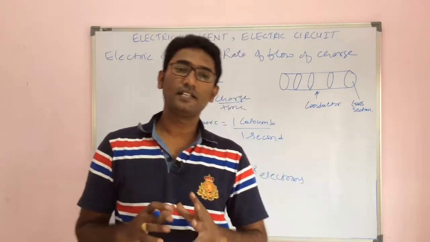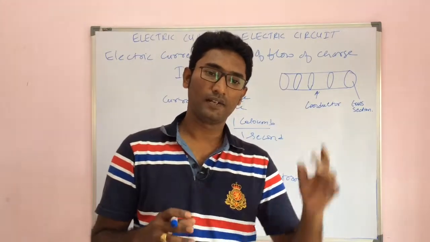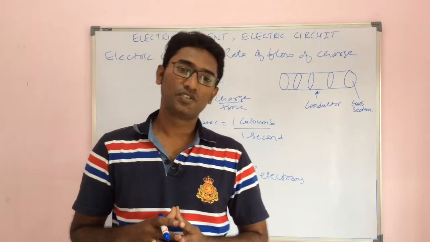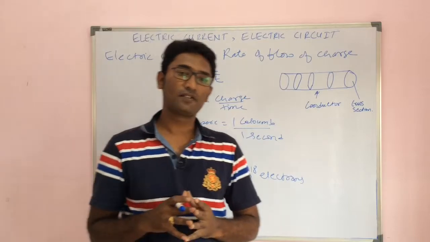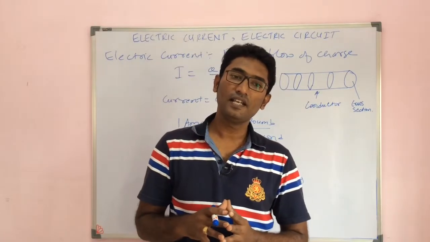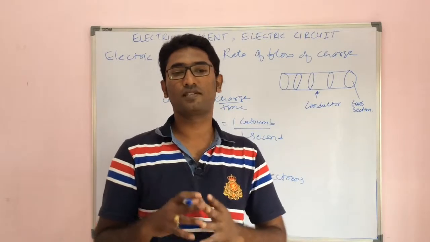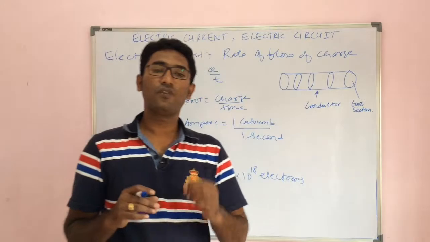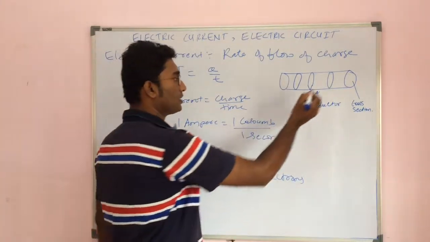Now an electric circuit is made up of different elements we have already seen, like a switch, bulb, and battery, and all these are components of an electric circuit. So let us come back to the electric current. Electric current is defined as the rate of flow of charge through a cross section of a conductor.